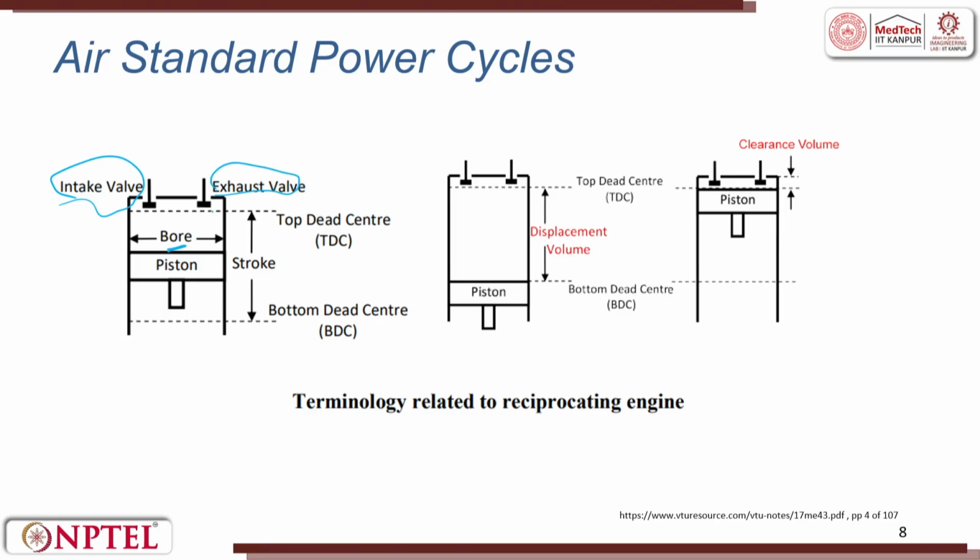The top one is called TDC, top dead center. The bottom one is called BDC, bottom dead center. What it means is the piston can go very close to the top dead center, and the piston can come to the farthermost point in the cylinder, which is the bottom dead center. The complete distance between TDC and BDC is called the stroke. When the piston is at the topmost position, there will be almost zero air.